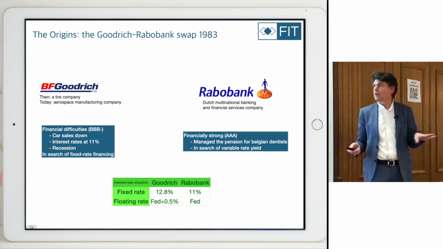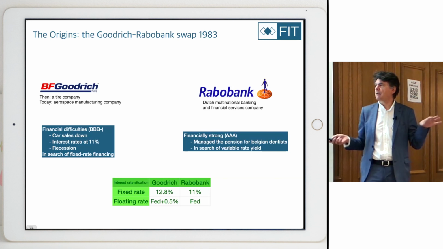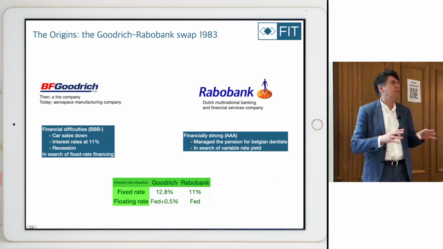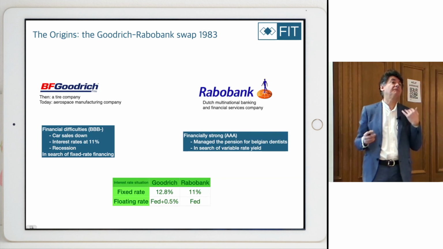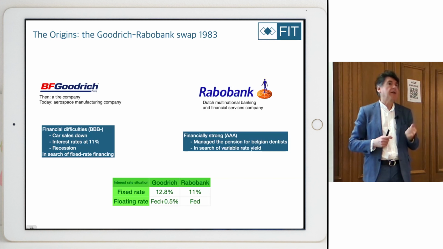Say, well, you know what? Don't give me that uncertainty of variable rates. That's why they want fixed rate. I didn't want to get into that, and I don't want to. If that satisfies you, great. But I want you to understand they have different appetite for financing.